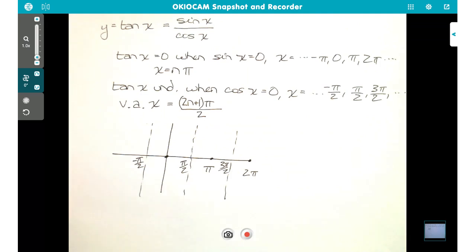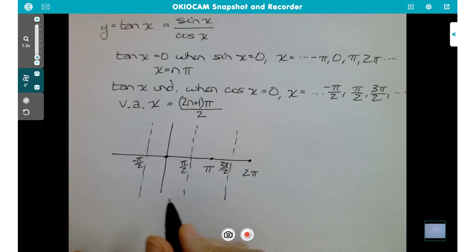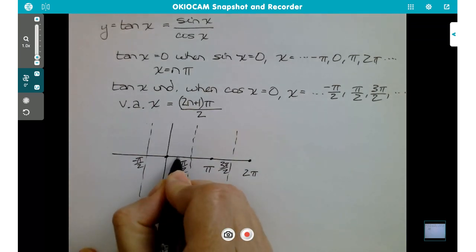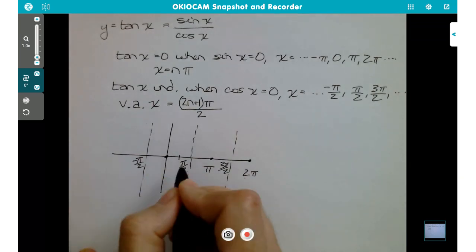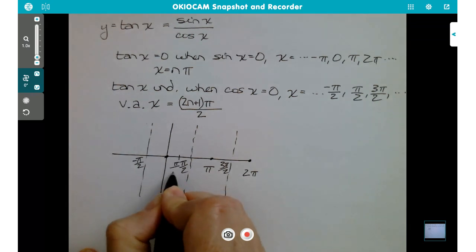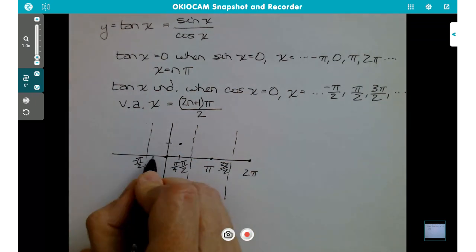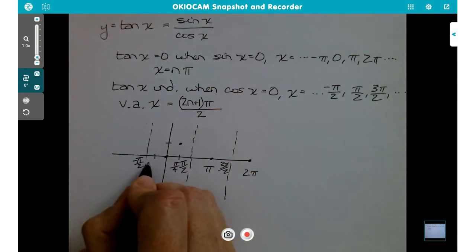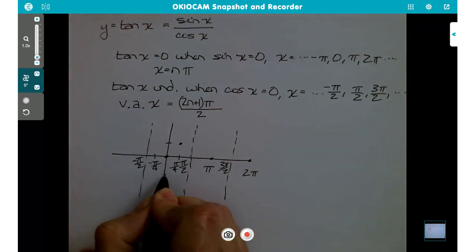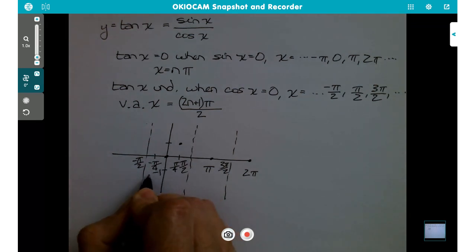And now we're going to see what else is happening in between those asymptotes, because we don't quite have enough to make a graph yet. I do know the tangent of pi over 4 is 1, so there's a point. And I know the tangent of negative pi over 4 in quadrant 4 is negative 1, so there's a point.